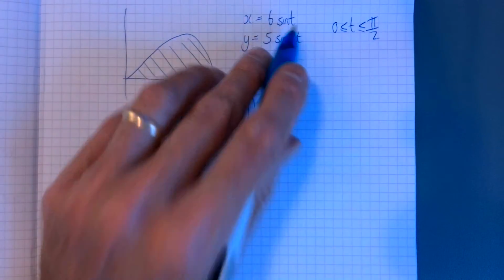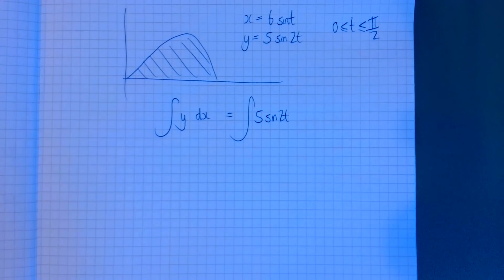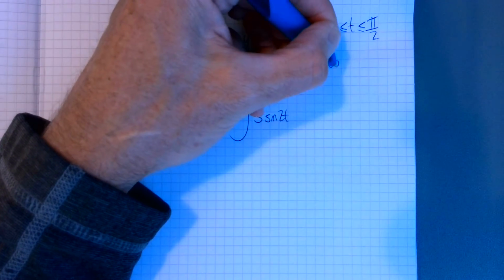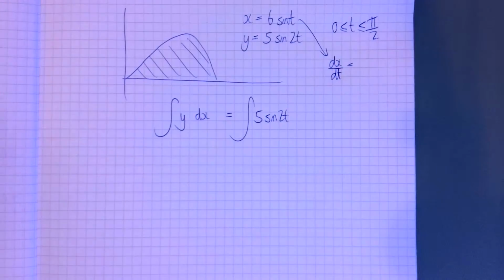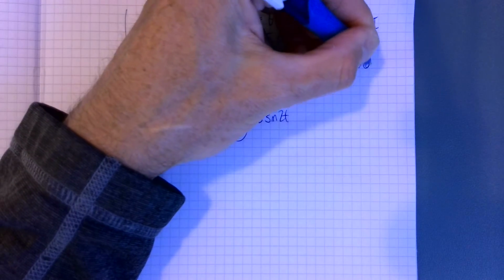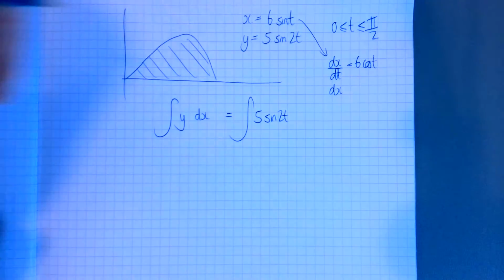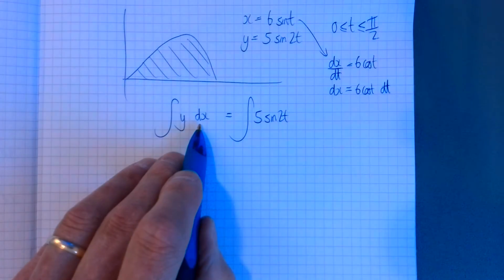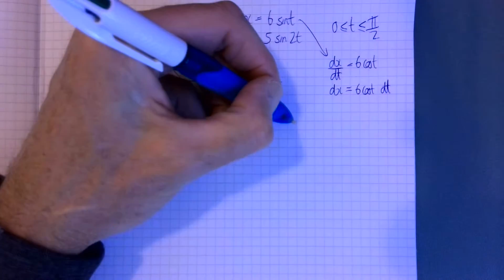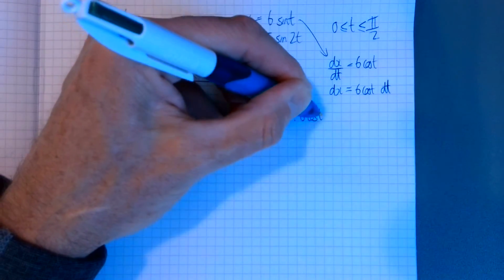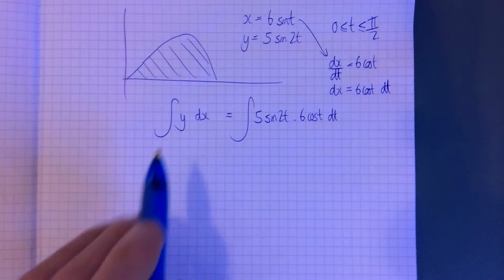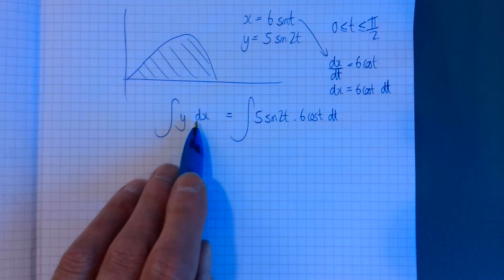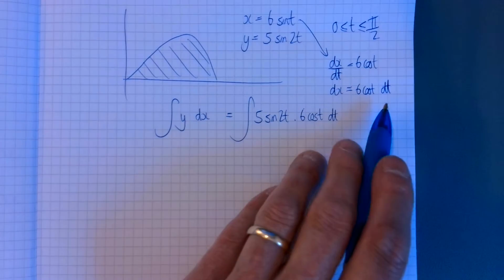And to do that, I use the x equals equation. I differentiate it to get dx by dt. So that gives me 6 cos t multiplied by dt. So I can replace the dx with 6 cos t dt. So with parametric integration, you put the y equals function there, and you differentiate the x equals to get an expression for dx, like we did here.